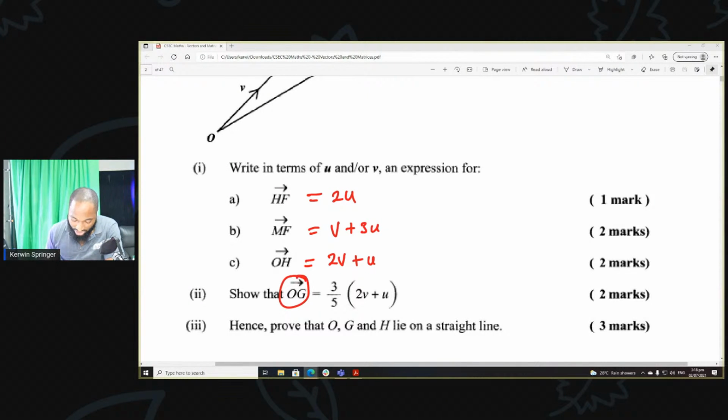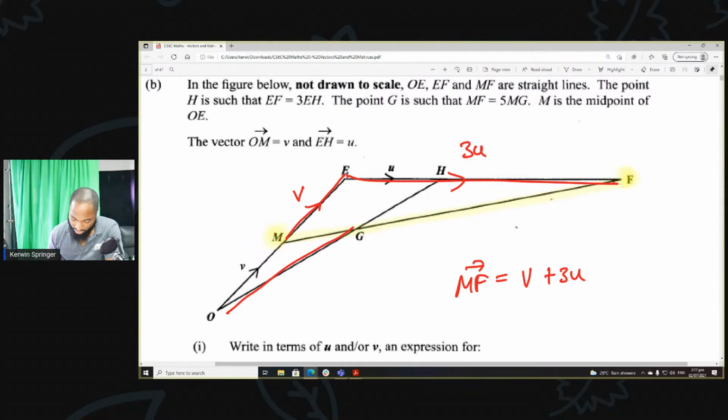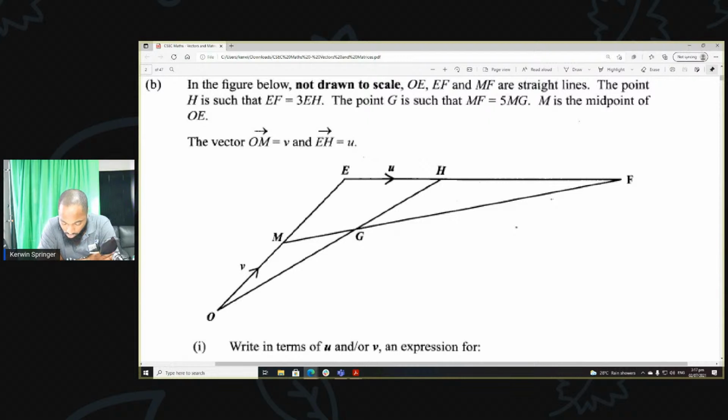Show that OG is equal to 3/5 of 2V plus U. In other words, OG is 3/5 of OH. So how are we going to show that? What do you have in mind?